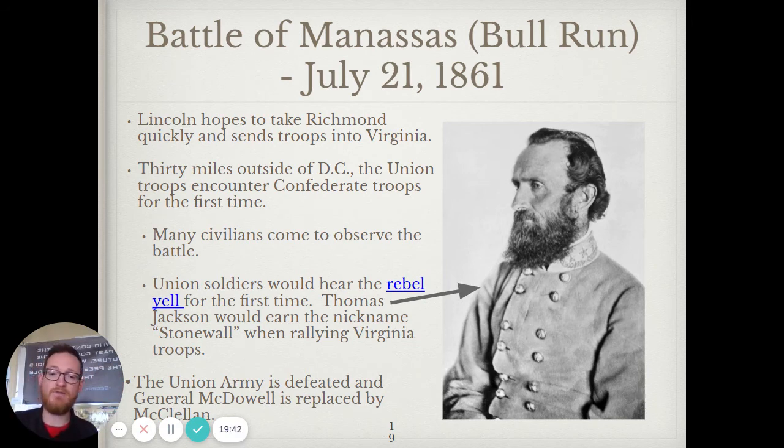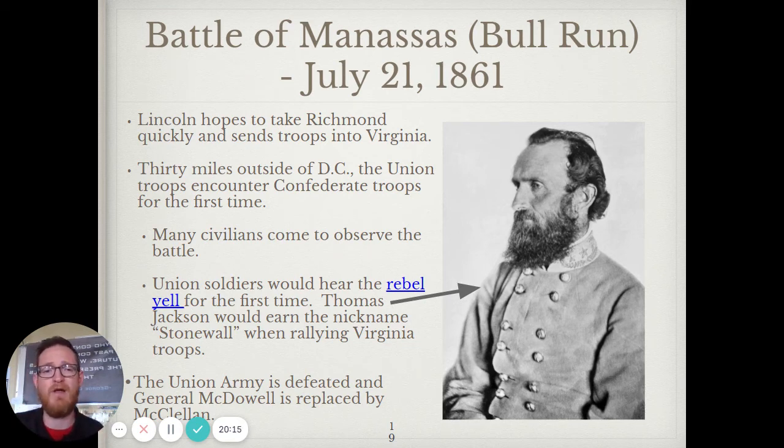So Lincoln hopes to quickly take Richmond and sends troops into Virginia. 30 miles outside of D.C., at Manassas Junction, again, you have a lot of train tracks and stuff in that area. Union troops would encounter Confederate troops for the first time. And like I said, you're going to have this first major battle. You'd actually have many civilians who would come from Washington, D.C. to observe the battle from a distance away, because a lot of people believed that this war would be over quickly, that there would be one major battle, the Confederates would be routed, and the battle would be over.